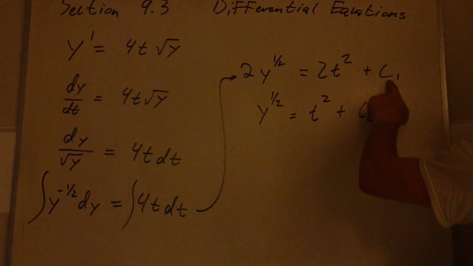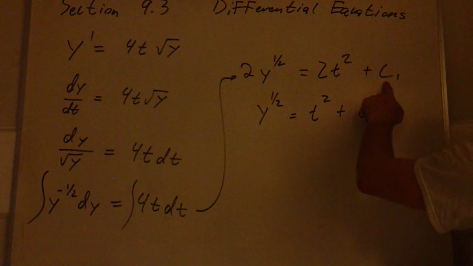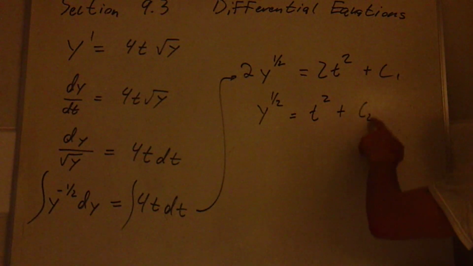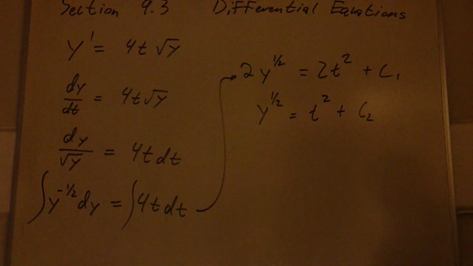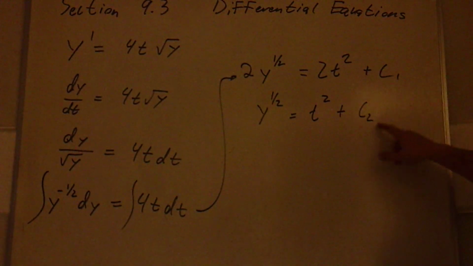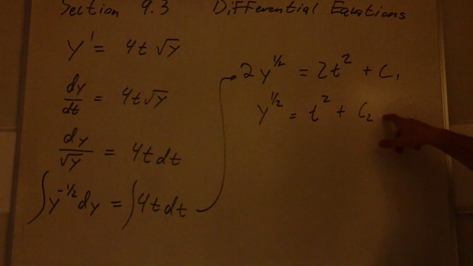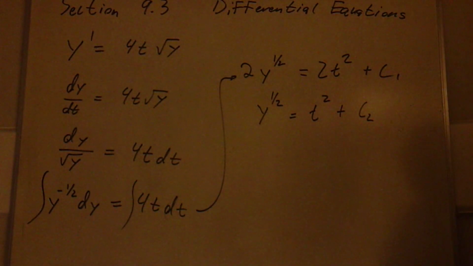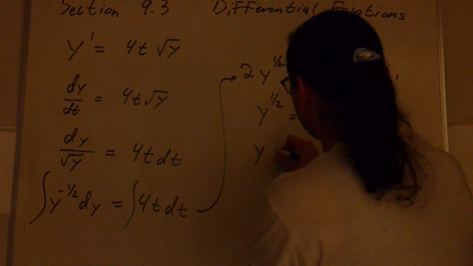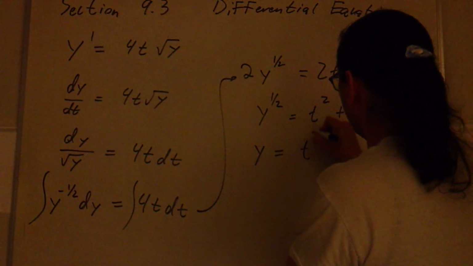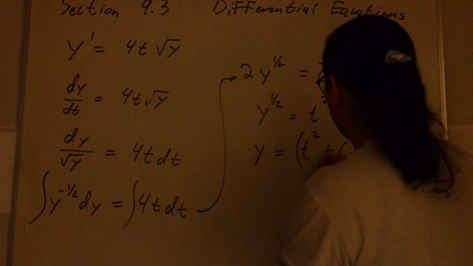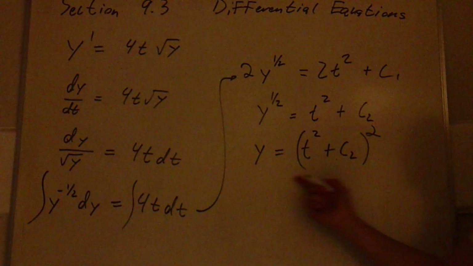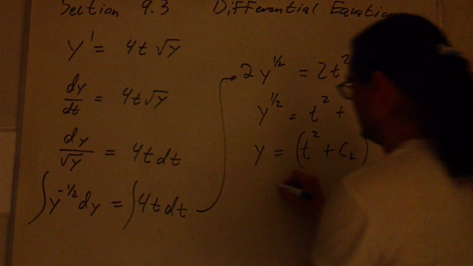Dividing this by 2, if this starts as an arbitrary constant, dividing it by 2 just gives you a different arbitrary constant. So I'm not going to write c1 over 2. I'm far too lazy for that. I'm just going to keep calling it c. I will change the index to indicate that it's a slightly different c than what I started with, but still just an arbitrary constant. And then to get this explicit, I will square both sides and say that y equals (t squared plus c2) quantity squared. So this is now an explicit general solution.